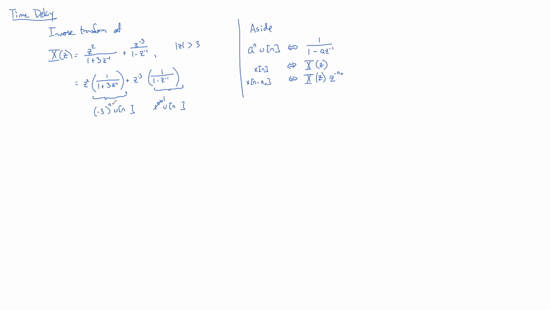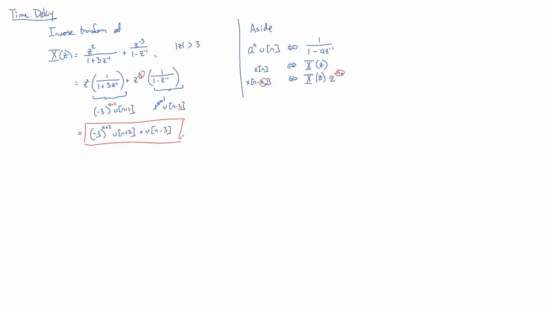So we add this positive 2, positive 2. And here our n naught is 3. And so we plug in 3 here, and we get minus 3. And now we've taken care of these z's. So our whole z transform is going to be negative 3 to the n plus 2, u of n plus 2, plus u of n minus 3.